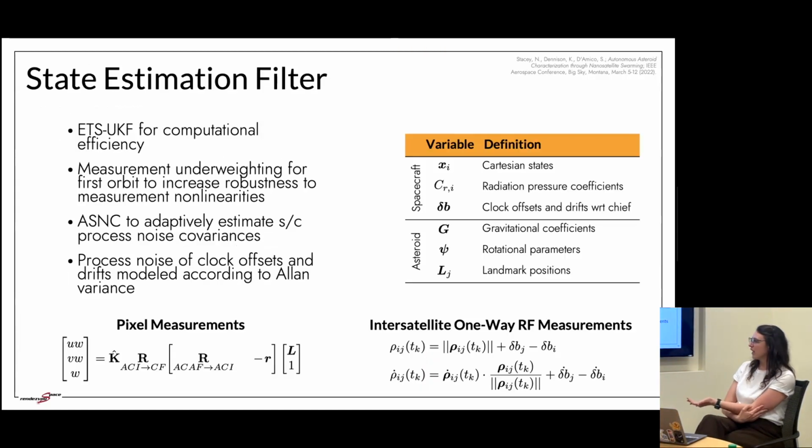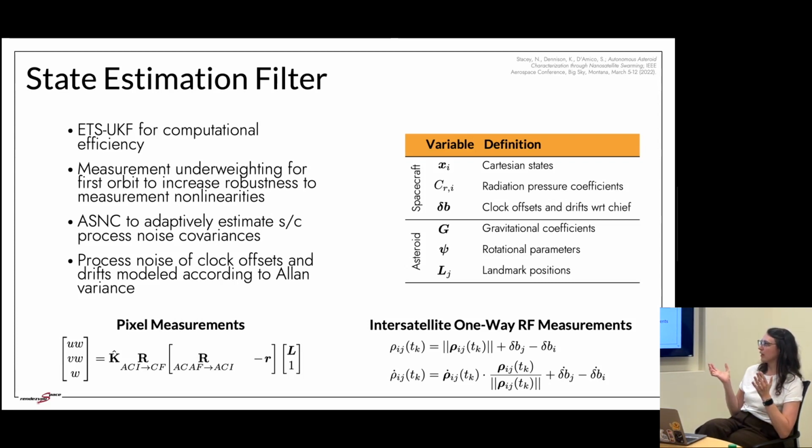Okay, so I keep talking about the state estimation filter that is updated with the landmark state estimates and everything. But what is actually going into it? Well, first of all, we're using an unscented Kalman filter, and this is much more computationally efficient than the traditional extended Kalman filter. We're using measurement underweighting, and this leads to a lot more robustness in the system, and we're using adaptive state noise compensation. This is a method developed by my co-author Nathan Stacy.